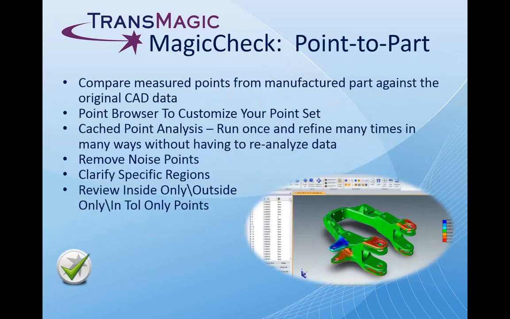I think we've delivered a very high quality product. Getting into MagicCheck, these are the things that I'm going to show today. It's primarily composed of three core areas in the QA space. The first one is point-to-part. This allows you to bring in the native CAD data, or of course generic formats, IGES, STEP, JT, etc., and then also a point set that you've acquired either via laser scanning or CMM or what have you, and compare the points to the part.